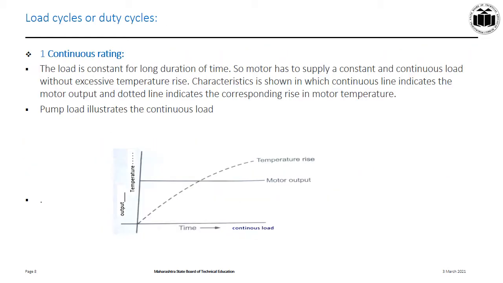Now we will see the load cycle or the duty cycle for the continuous rating. In the graph we can see that the motor output or the load is constant for a long duration of time. So the motor has to supply a constant and continuous load, isn't it? Therefore the temperature will increase, and it will lead to excessive temperature rise. The characteristic is shown in which the continuous line indicates the motor output and the dotted line shows that the temperature is continuously increasing. An example of such a type of load is the pump load.